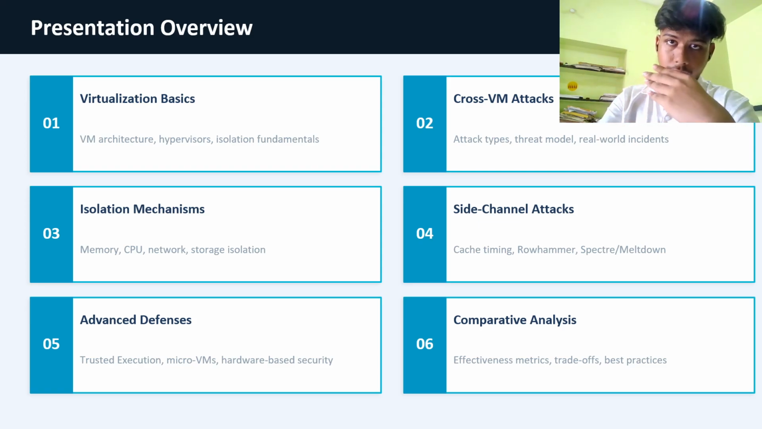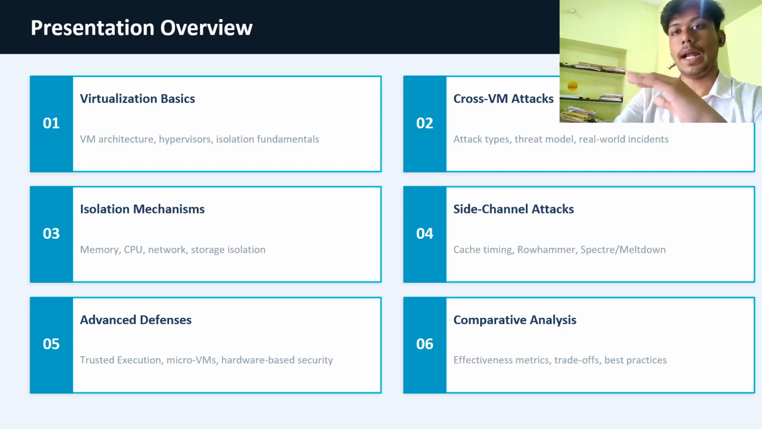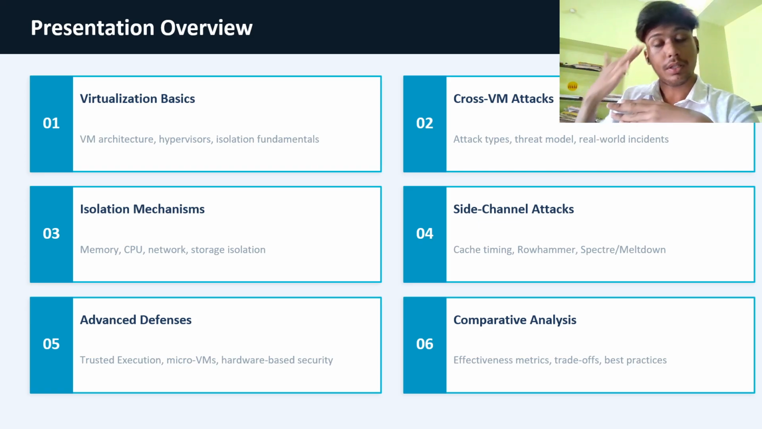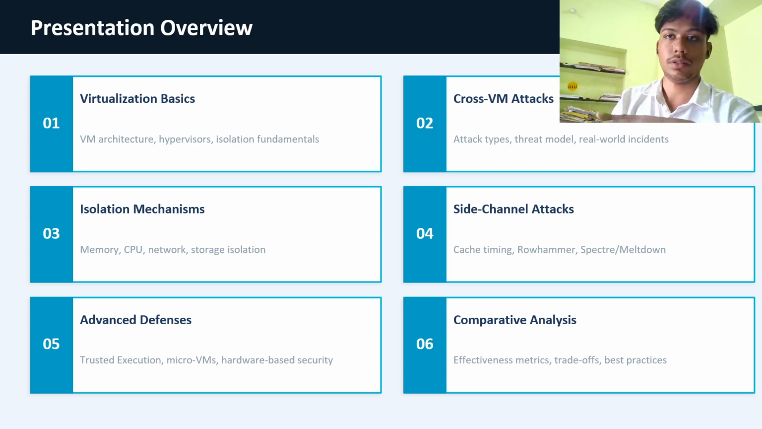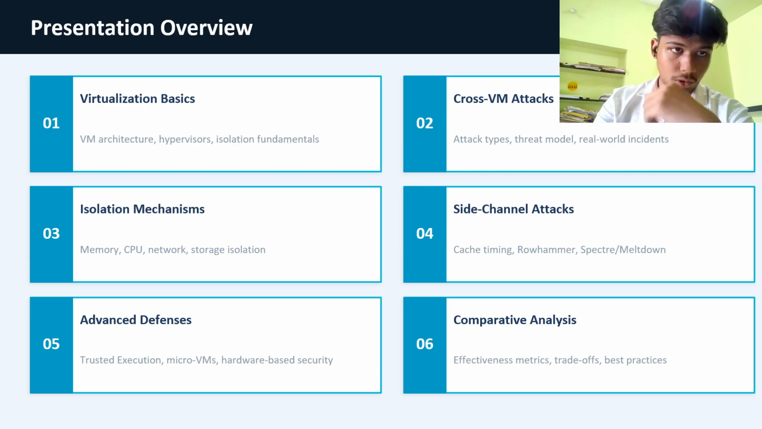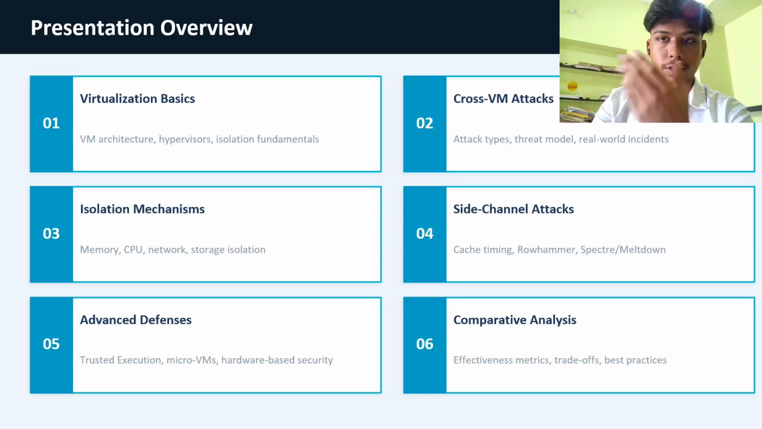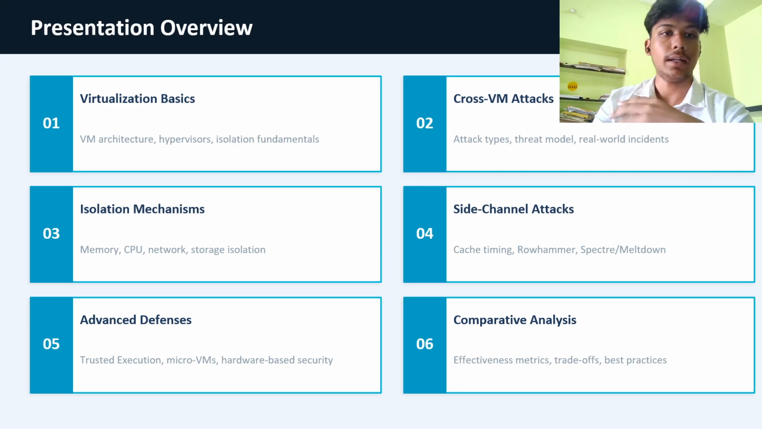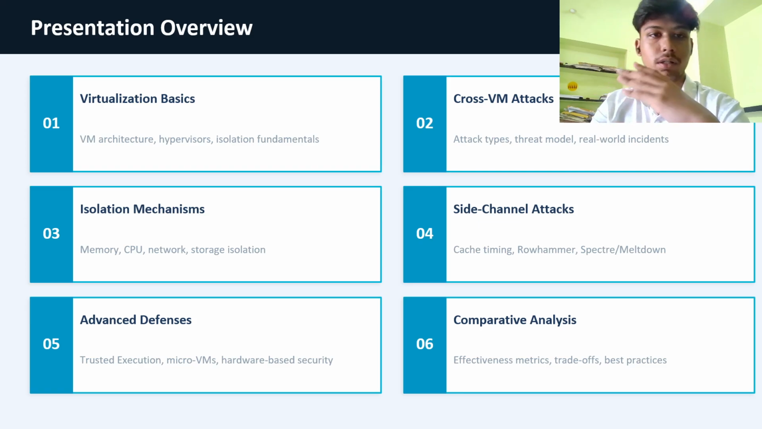The second is the cross VM attacks, in which we can see the attack types, threat model, and real world incidents. Then the isolation mechanisms: memory isolation, CPU isolation, network isolation, and storage isolation. And the side channel attacks, which are cache timing, Rowhammer, and Spectre and Meltdown, a special and very sneaky category of attacks that are extremely hard to defend against.